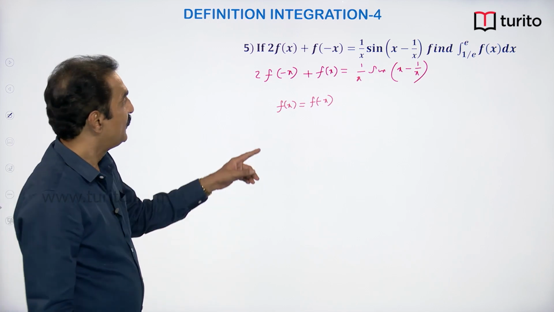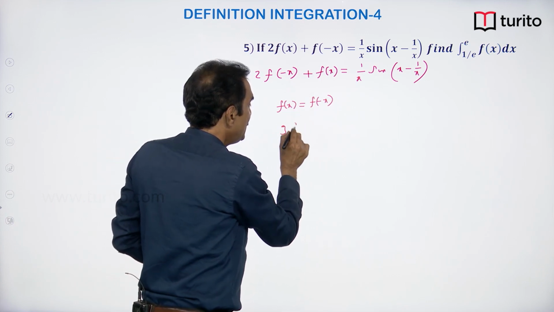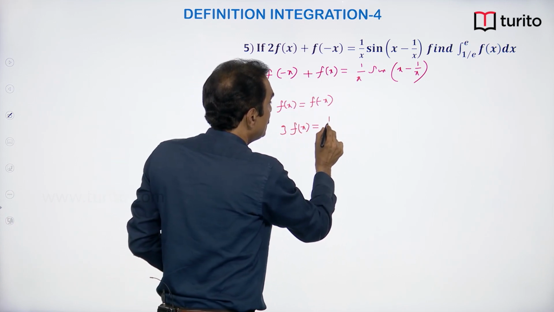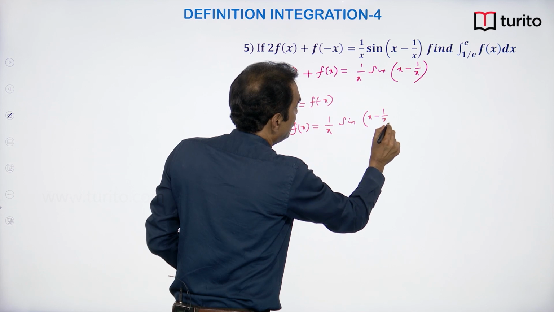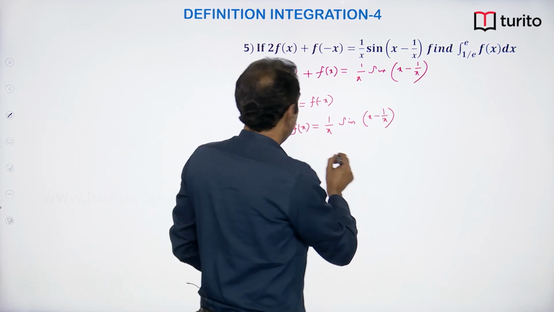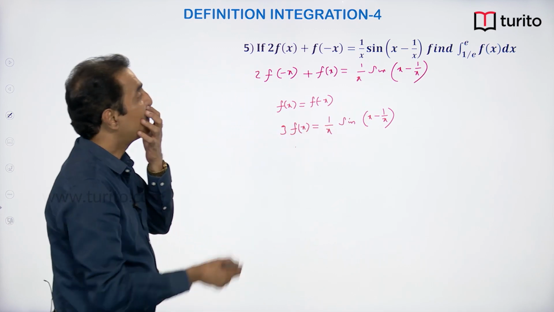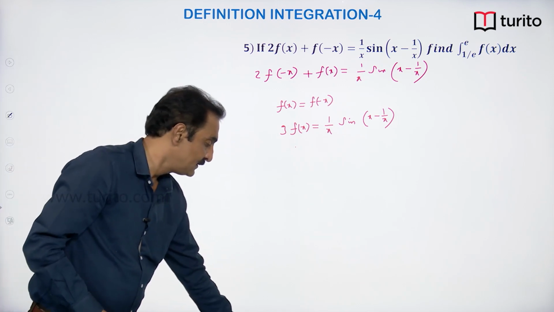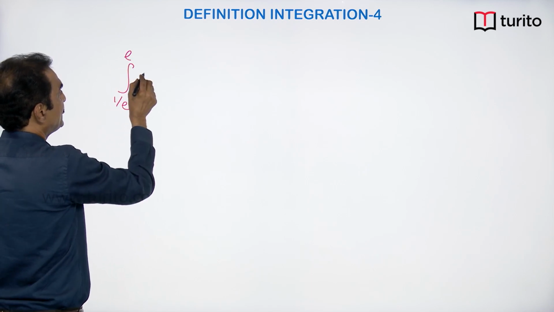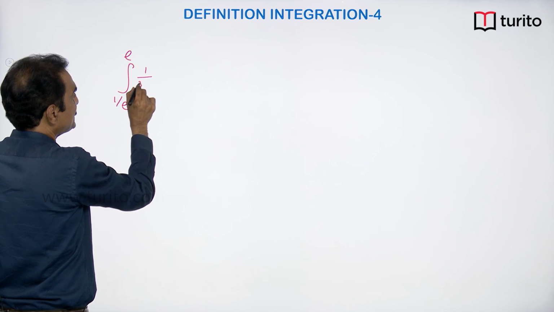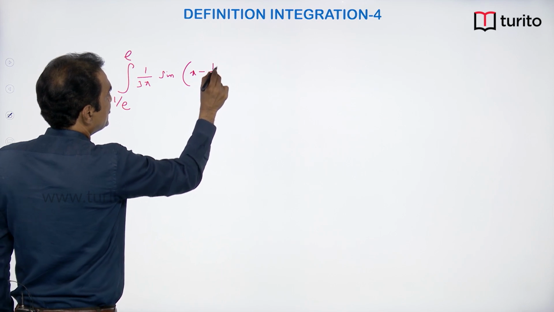Is it not? Therefore, substituting f of minus x as f of x, first equation becomes 3f of x is equal to 1 by x into sine of x minus 1 by x. So f of x will be 1 by 3x into sine of x minus 1 by x. Now let us take that integral. Integral 1 by e to e, f of x is what? 1 by 3x into sine of x minus 1 by x dx.